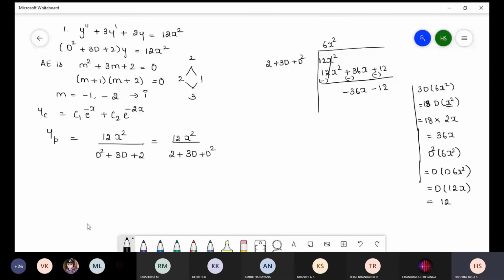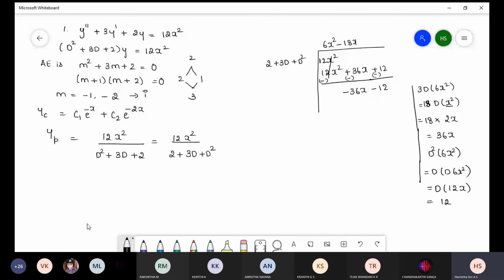Which number? 18x, minus 18x, yes. Because here we have 36x, so minus 18 into 2 is minus 36x. I will write it as it is.